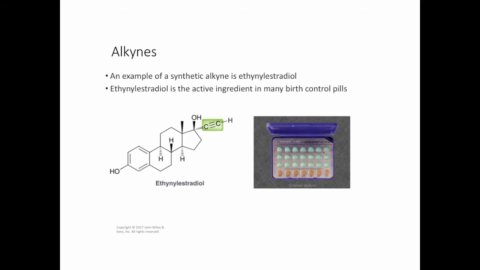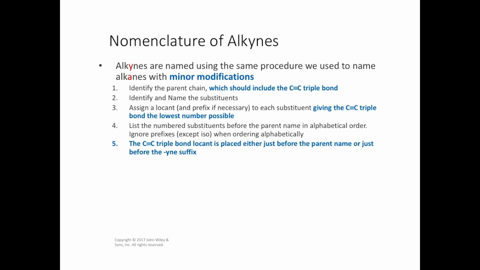Ethynyl estradiol is an example of a very important synthetic alkyne. It is an active ingredient in many birth control pills. Naming alkynes is similar to how we have named other alkanes and alkenes. First, you identify the parent chain, which must include the carbon-carbon triple bond. Then you identify and name the substituents. You add a locant and prefix if necessary, giving the carbon-carbon triple bond the lowest possible number. Then you arrange everything in alphabetical order, and then you place the carbon-carbon triple bond locant either before the parent name or just before the YNE suffix.